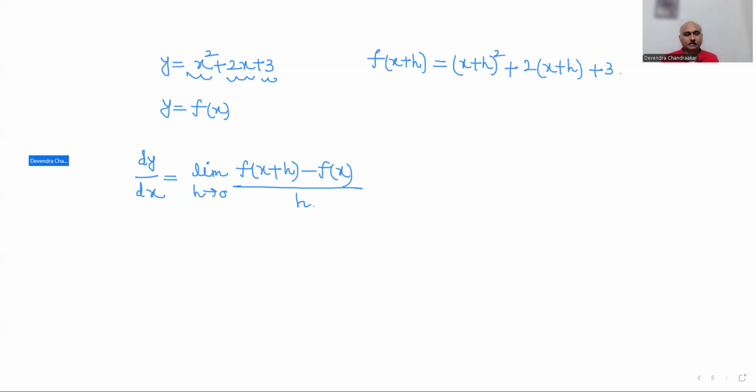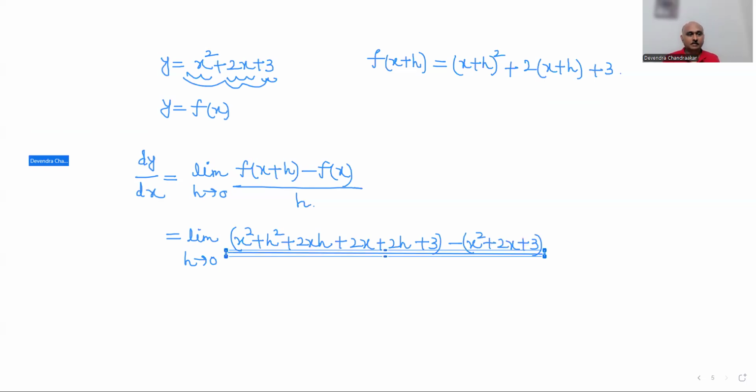So substitute it here. This is limit h tends to 0. f of x plus h is x square plus h square plus 2xh plus 2x plus 2h plus 3. This is f of x plus h, minus f of x, which is x square plus 2x plus 3, divided by h. Now, when you solve it further, what you get is x square cancelled, 2x cancel, 3 cancel.